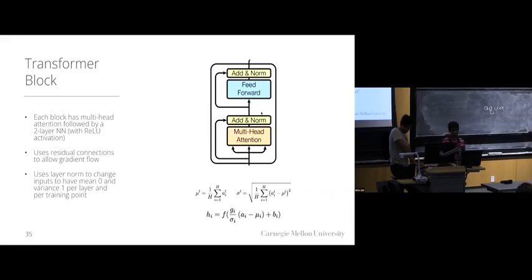What that does is it shortens the number of steps in the gradient backpropagation, so it allows the model to train faster rather than having a very, very long path between the first layer and the last layer. There are these shortcuts which help training. The second optimization is layer norm, which changes your inputs to have mean 0 and variance 1 for each layer and for each training point, which also helps with training stability.